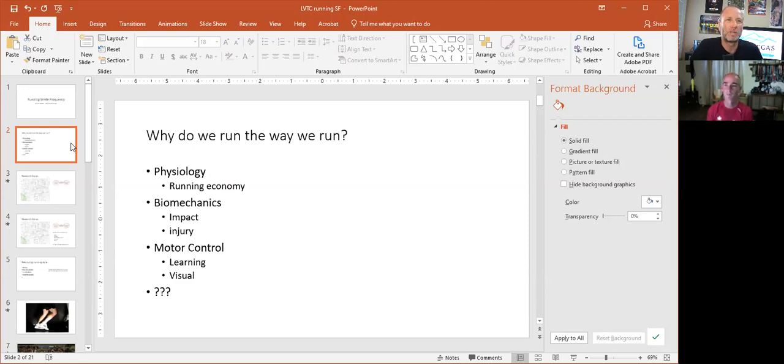I'll use the term running style, and I'm going to talk about that a little bit more, and how we quantify some of the aspects of running.